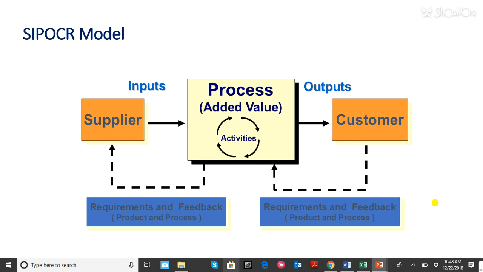The inputs are the materials, the resources, the information, the requirements, the data that you need to execute the process, to transform them into outputs. The process is the set of structured activities that you will conduct to transform those inputs into outputs. These activities have a starting point and an end point. The outputs are the products or services that result from the process. And your customer is your end user, the person that receives that output.